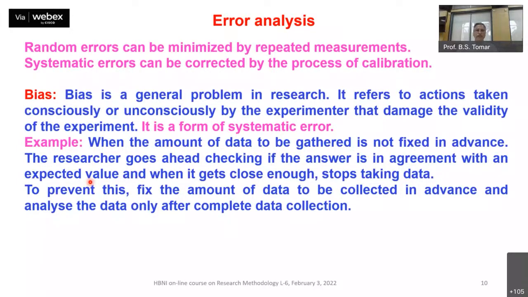So to prevent that kind of a bias, fix the amount of data to be collected in advance. So that is why the research design becomes very important. How many data you will collect, how many samples you will collect, how many people you will interview, all that should be fixed in advance, and then analyze the data only after complete data collection. So this way you can minimize the bias in your data.